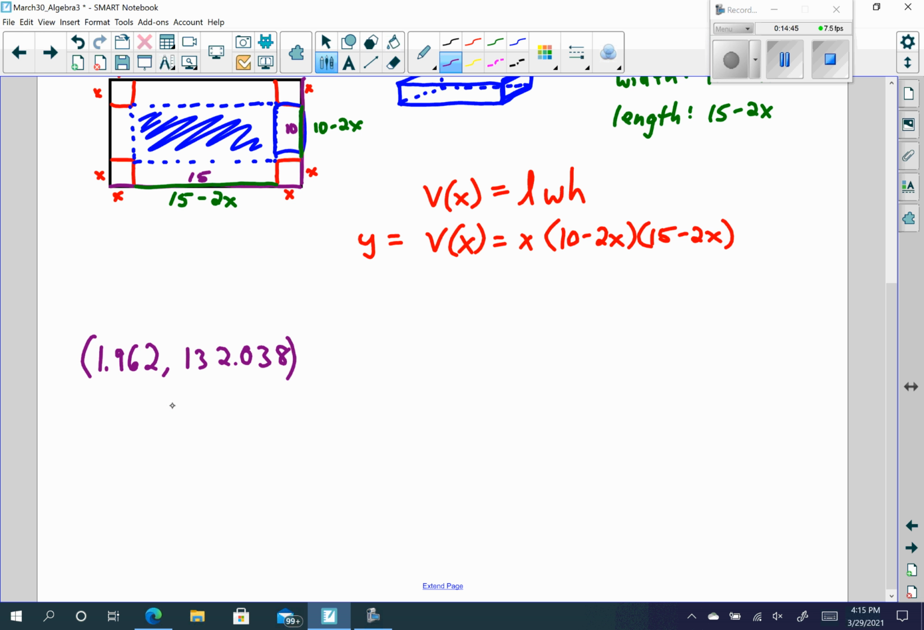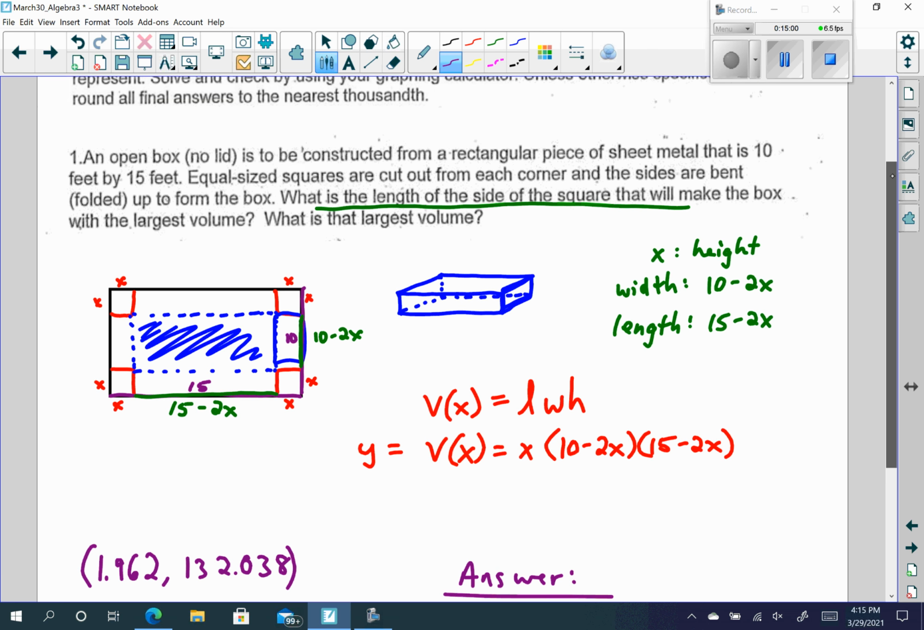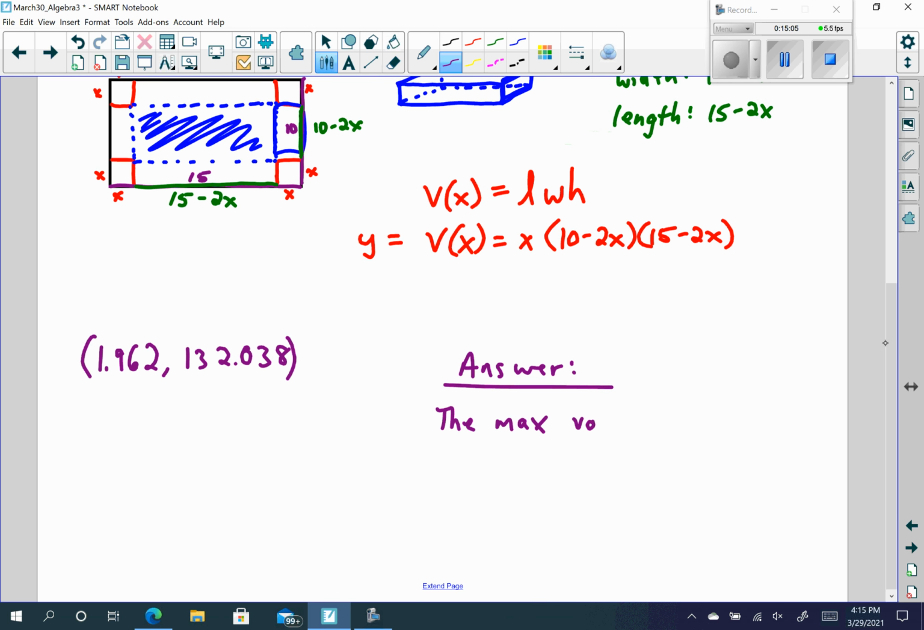This is not the answer. This is the answer. We would say the max volume, answering both questions at once. Both questions are: What is the length of the side of the square? So what's x that will make the largest volume? And what is the largest volume? So we can answer both of those in one sentence.